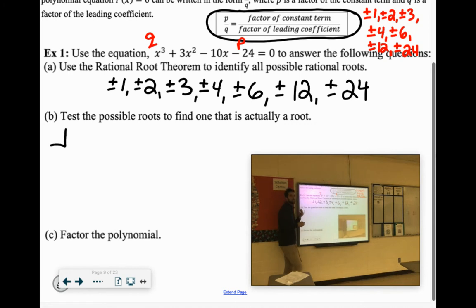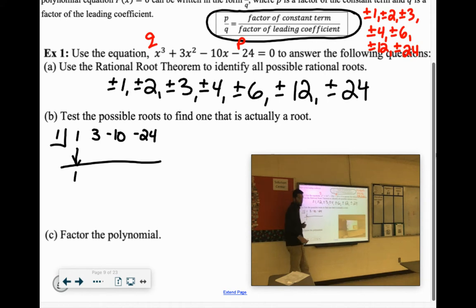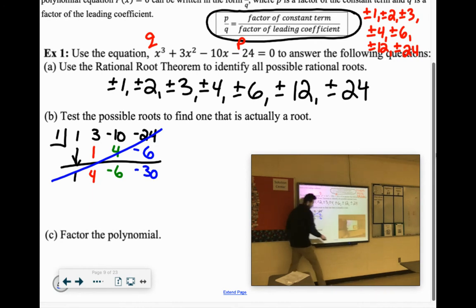Remember, if we're testing 1, you put it in the box. Our coefficients here are 1 for x to the third, 3 for x squared, negative 10 for x to the first, and negative 24. Now these can sometimes get a little frustrating when they don't work. You're like, oh, I gotta erase. Or just cross it off and write small. 1 times 1 is 1, 3 plus 1 is 4. 1 times 4 is 4, plus negative 10 is negative 6. 1 times negative 6 is negative 6, plus negative 24 is negative 30. That one's out. Time to try another one.